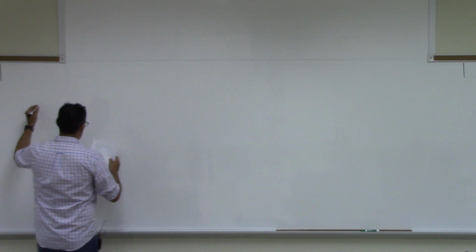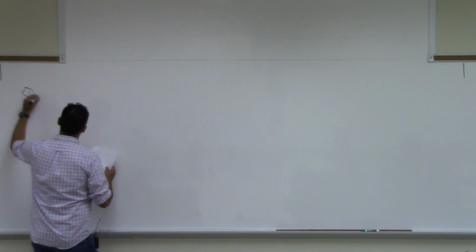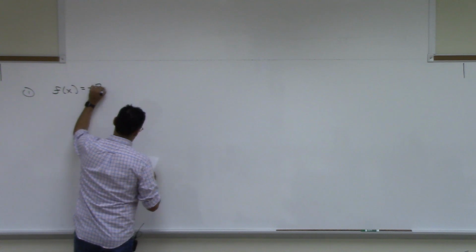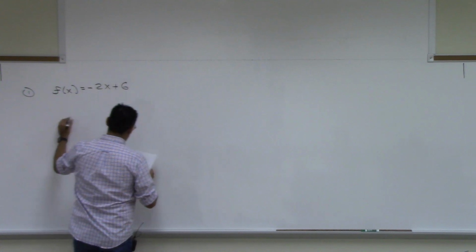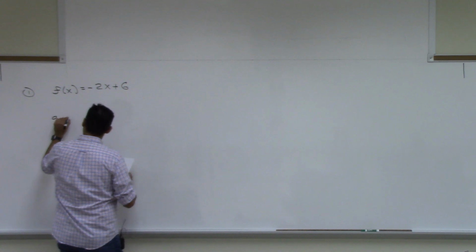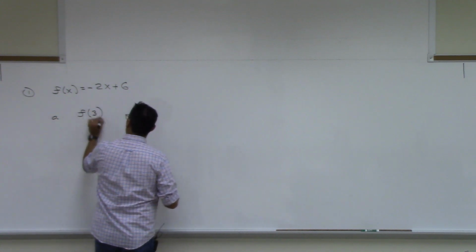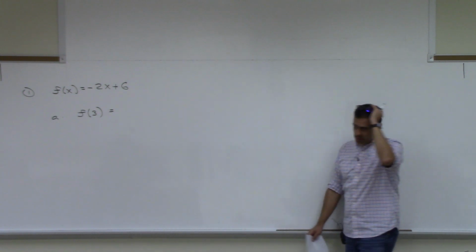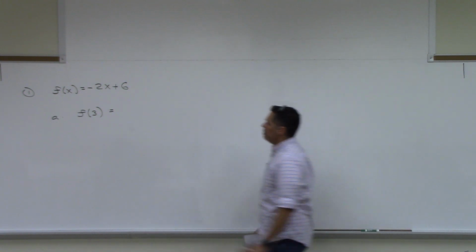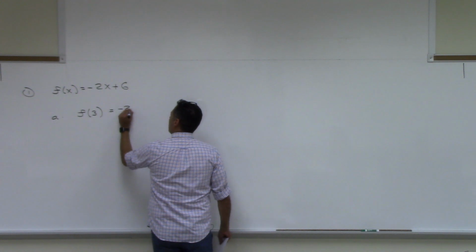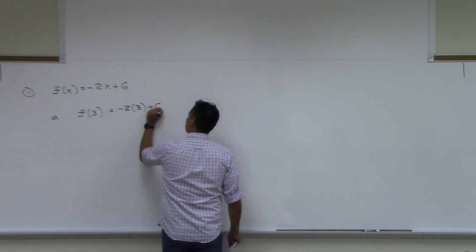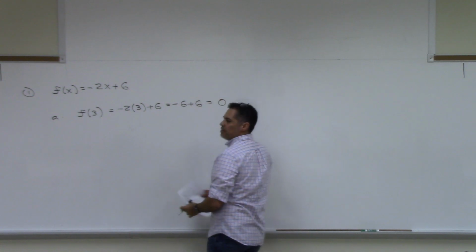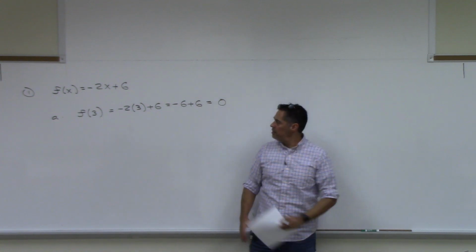Here we go, number 1 on the review. So I give you a function, f of x equals negative 2x plus 6. I ask you first of all to find f of 3. All that means is what? Plug 3 into this, replace the x with 3. Okay, so you get negative 2 times 3 plus 6. But that's negative 6 plus 6, which is 0, right? Because you do this multiplication, you get negative 6.